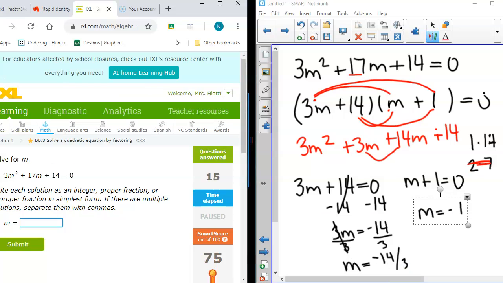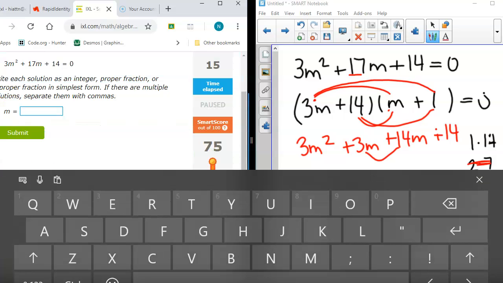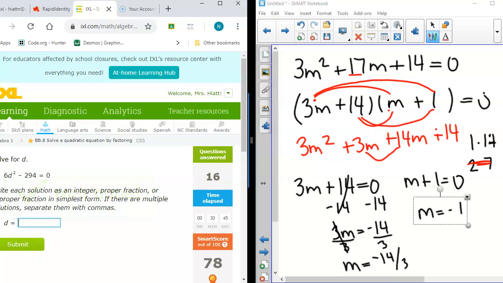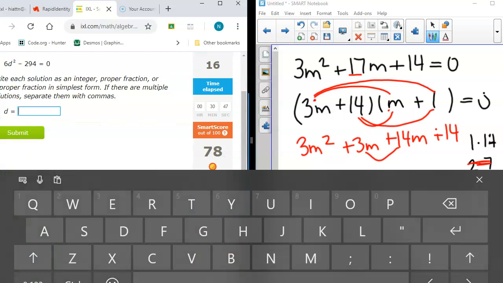And so I'm going to have negative 14 over 3. And then I will also have a negative 1 as my answers. And hopefully we've done everything right. We have. And so we will continue on.